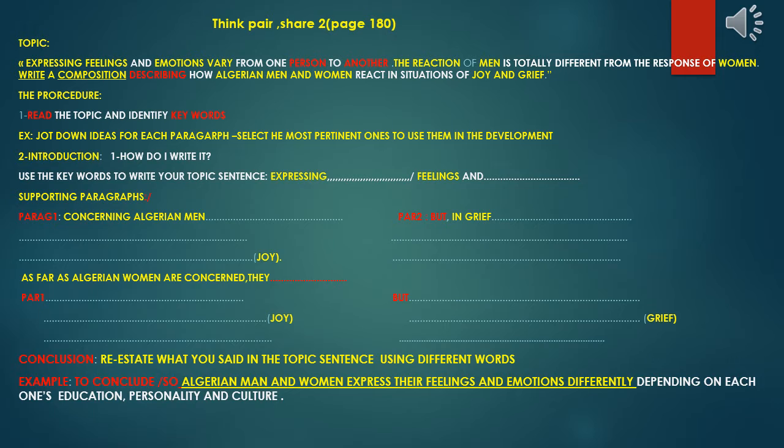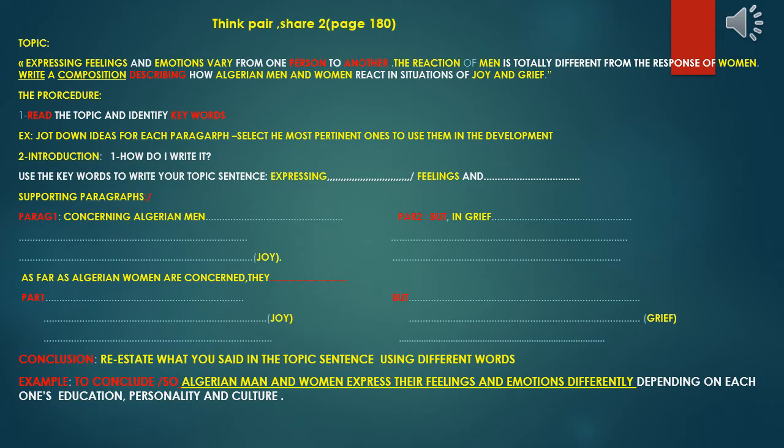Let's suppose you've got this task in your term exam or in your Bac exam. How are you going to deal with it? Well, first you are going to read the topic and identify the keywords. The keywords here are in yellow and some of them are in red. Once you identify the keywords, you are going to start jotting down ideas for each paragraph. And you are going to select the most important ones, the most pertinent ones, to use them in the development.